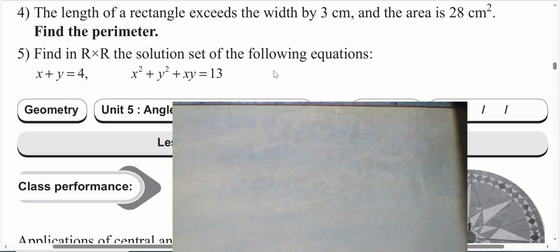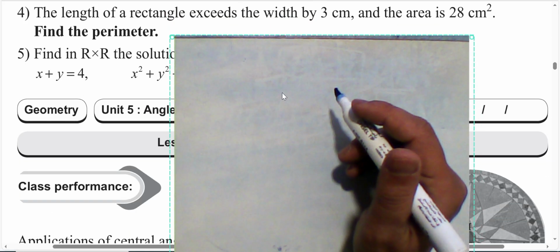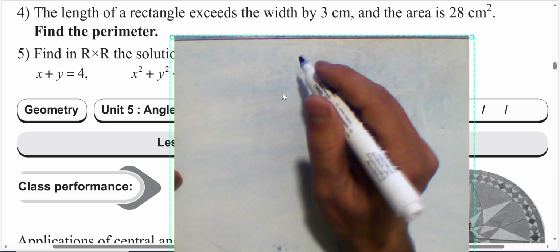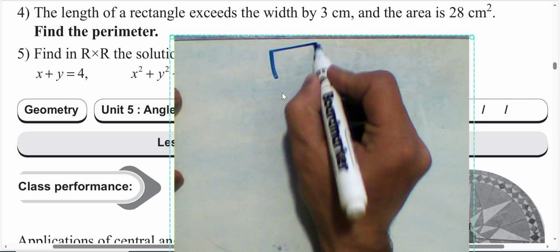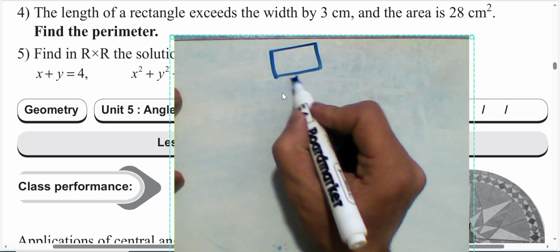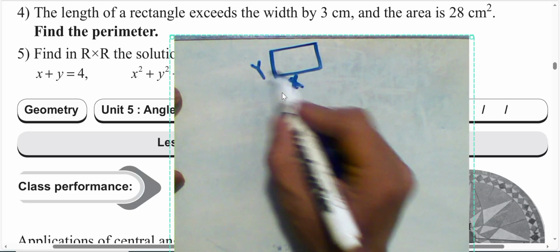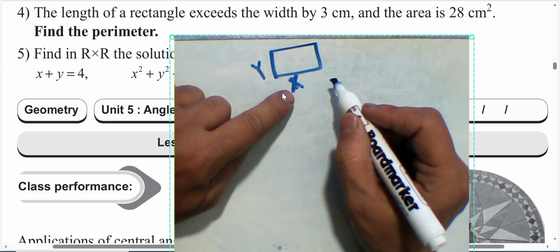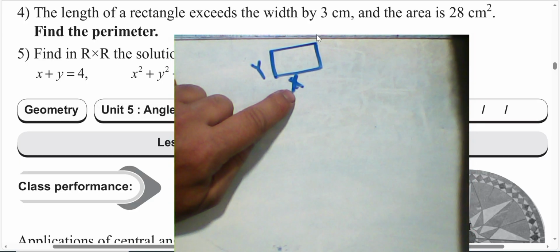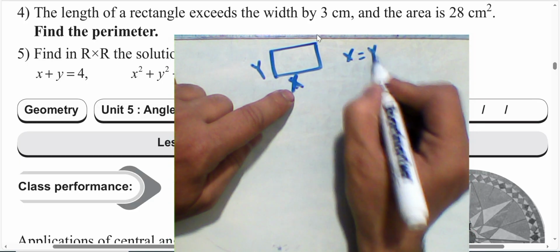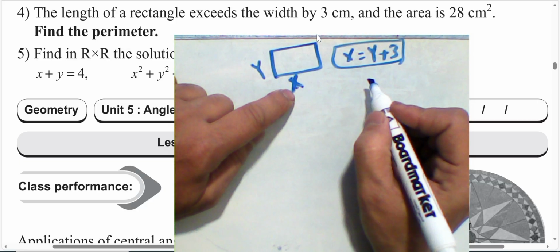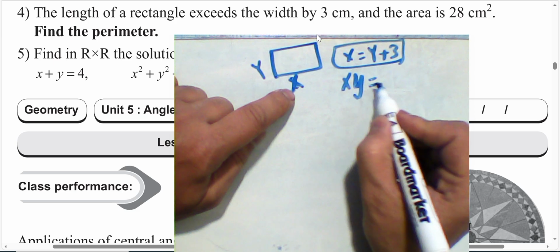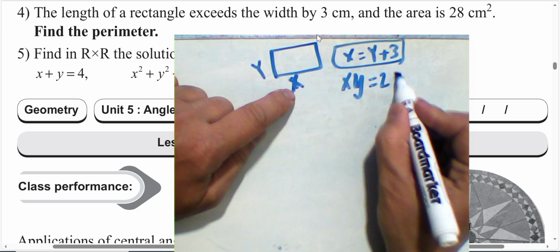The length of a rectangle exceeds the width by 3 cm and their area is 28 square centimeter. Find its perimeter. Okay, first step, I will write the two dimensions here, x and y, length and width. He gives me this information: the length exceeds the width by 3, then x equal y plus 3. It's the first equation. And the area was 28.